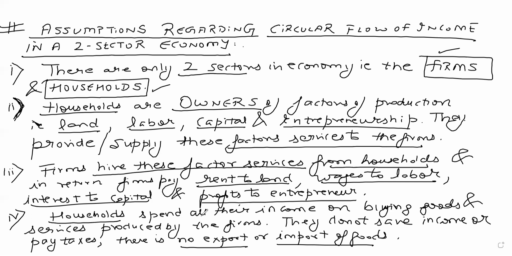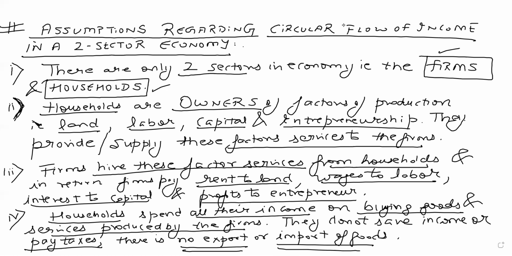Households will spend all their income on buying the goods and services which are produced by the firms. Households will not save any penny. That means if you are earning $100, you will spend all those $100 in buying goods and services. Second thing, since there is no government, no point of taxes, and since there is no rest of the world, no export happening, no import of goods happening. So I hope students are clear with these four assumptions.